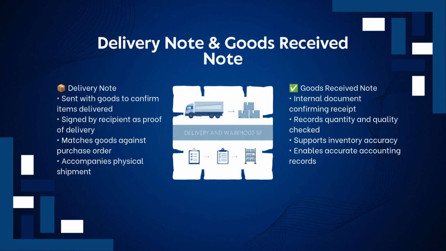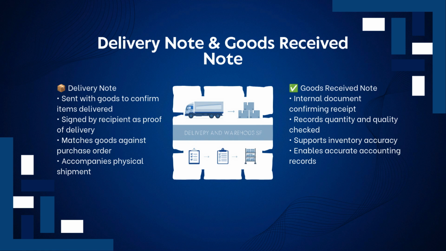Then comes the delivery note. Here I've got a really great visual. Here you see this truck delivering goods to the customer. When it delivers, it also gives them a document, and the document name is delivery note. It states that I have delivered this amount of goods to you in this condition, and you sign that in order to confirm that you have received these goods. This is a really good visual. Then comes the goods received note.